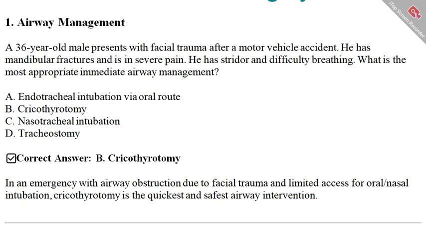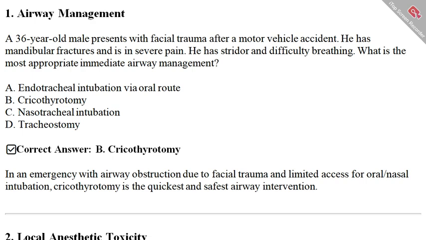So read the question carefully along with the options, and then use your clinical and theoretical knowledge and decide which is the best option. If you are going for option B, option B is the correct option, and that is cricothyrotomy. An emergency like airway obstruction due to facial trauma with limited access to oral and nasal intubation. Cricothyrotomy is the quickest and safest airway intervention.